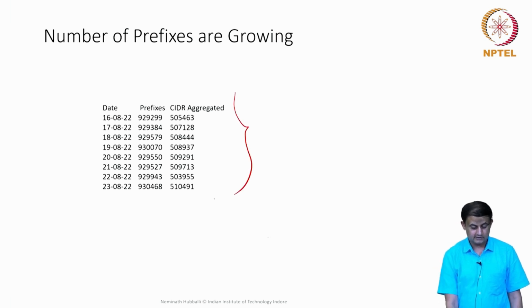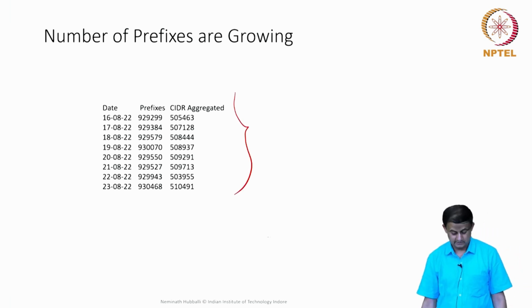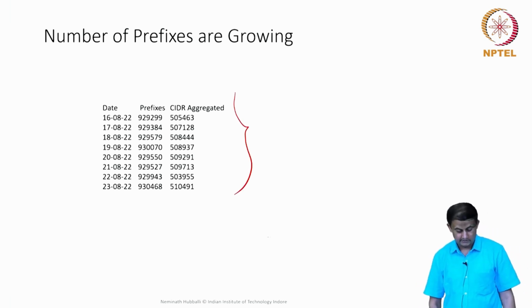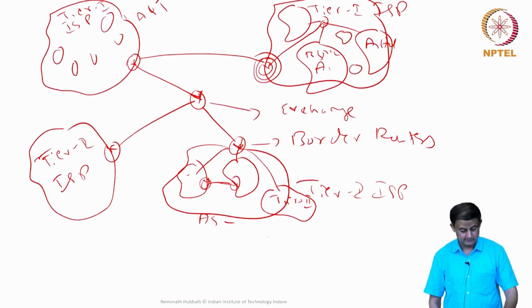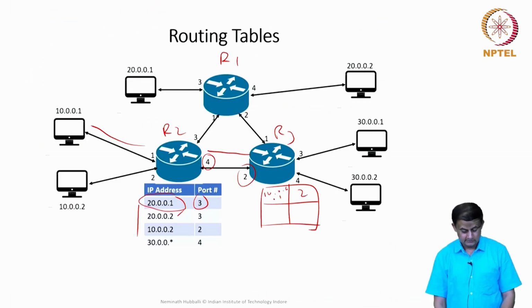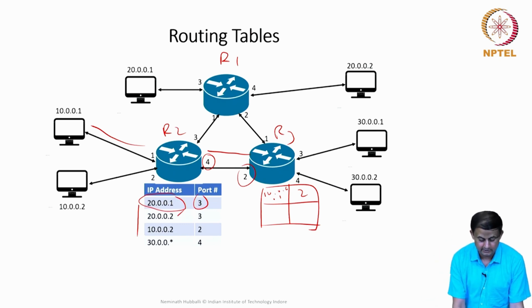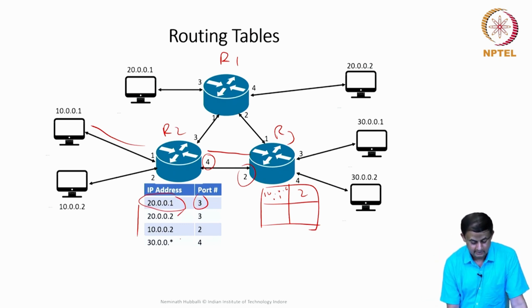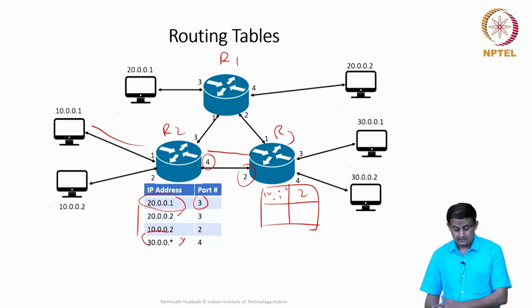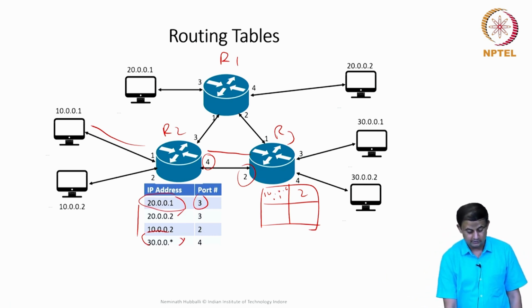This is a set of something called prefixes, the IP addresses that we saw in the example in the first slide. So this is a complete IP address, but it is not necessary that you need to have the complete IP address, there can be something like this also. Anything that is destined for 30.0.0, it doesn't matter whether it is 1 or 2, you still need to use port number 4, that is what it says.